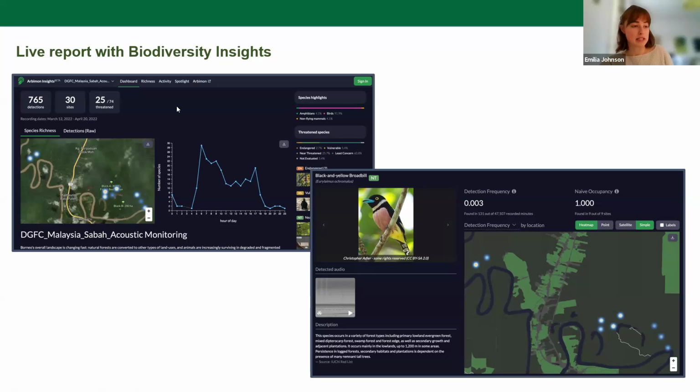Perfect. Thank you, Maz. Maz and DGFC in Sabah are working with Rainforest Connection a lot. As Maz said, Marconi couldn't join us, and he's our technical lead on the paper. So any technical questions should go to him.